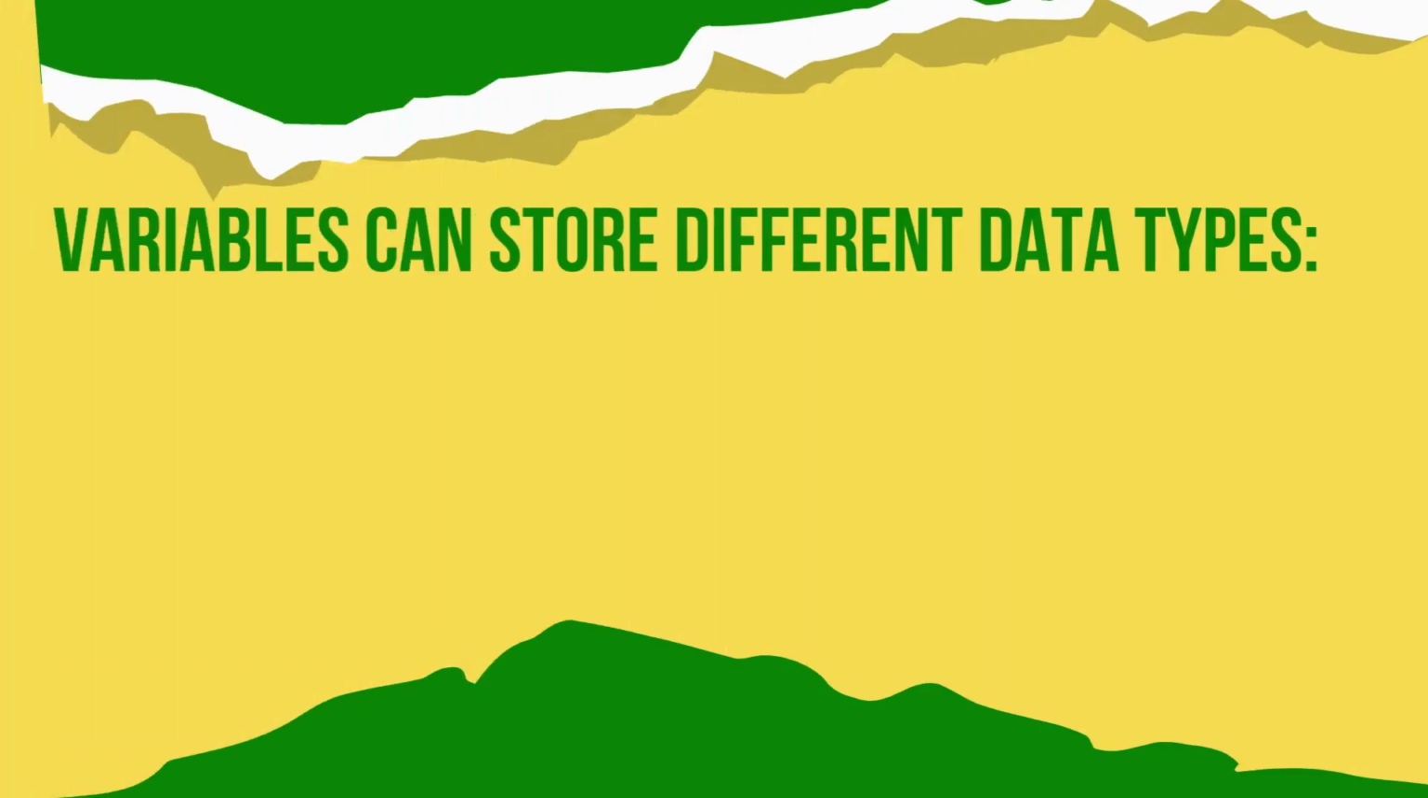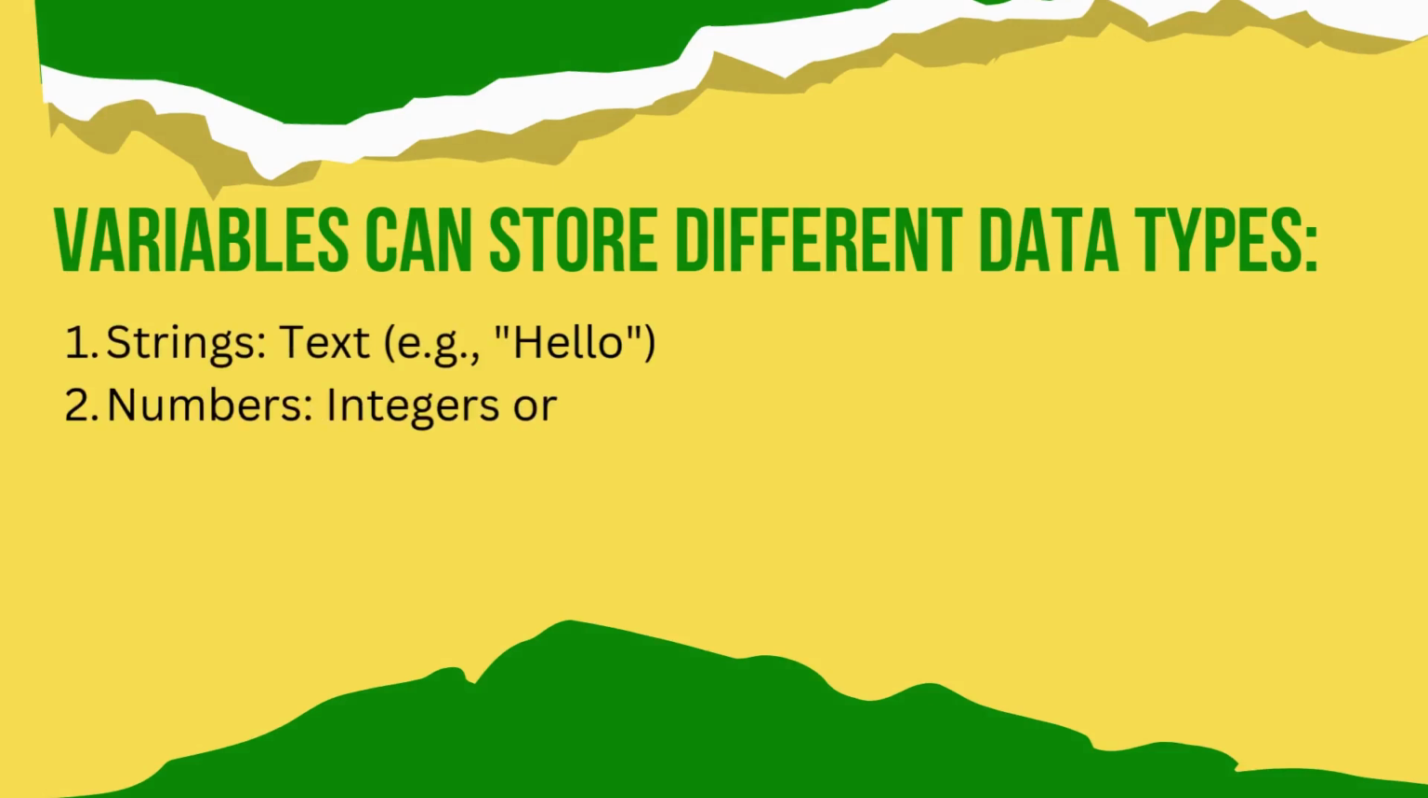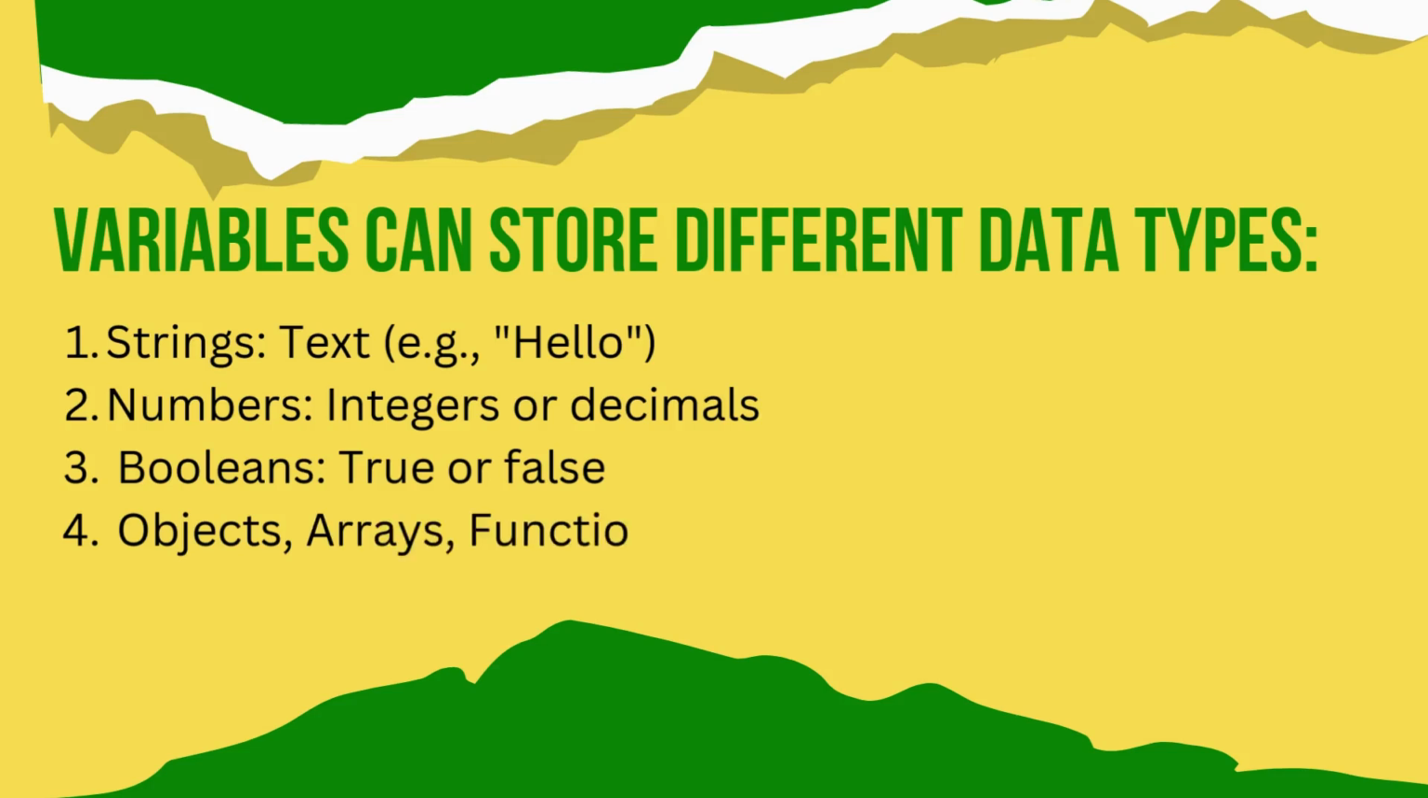Variables can store different data types. Strings, which are text, for example, "hello". Numbers, integers or decimals. Booleans, true or false. Objects, arrays, functions, etc.